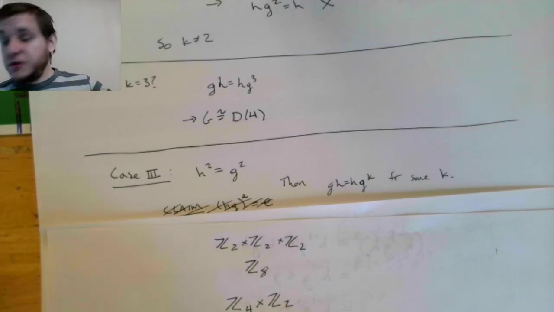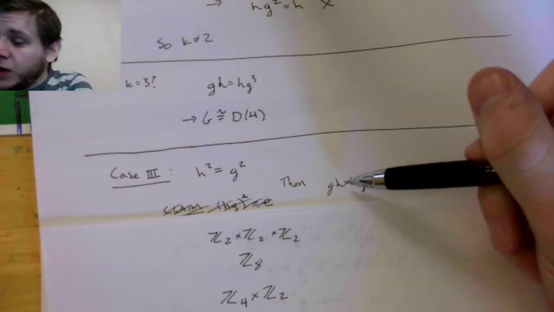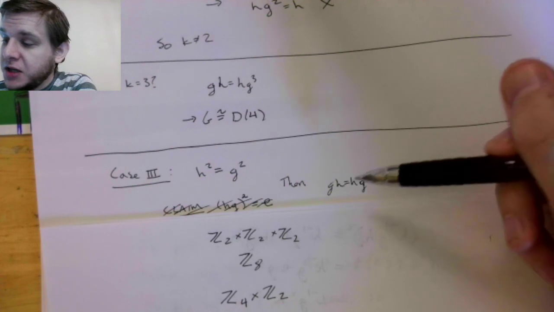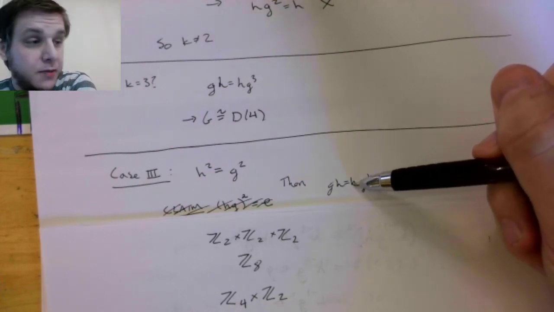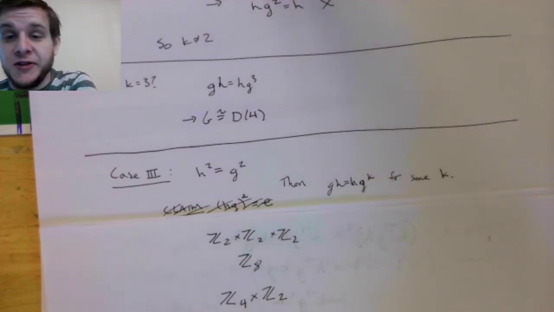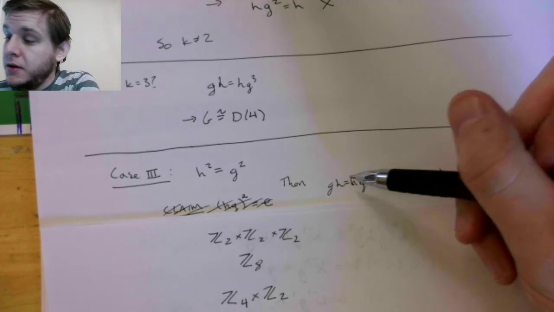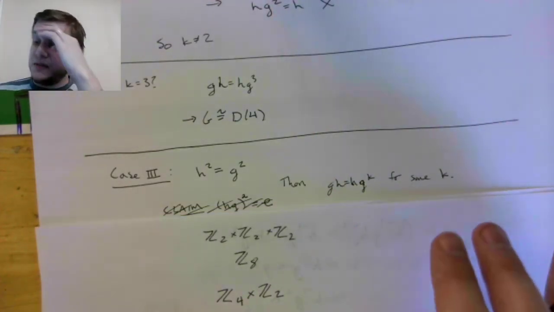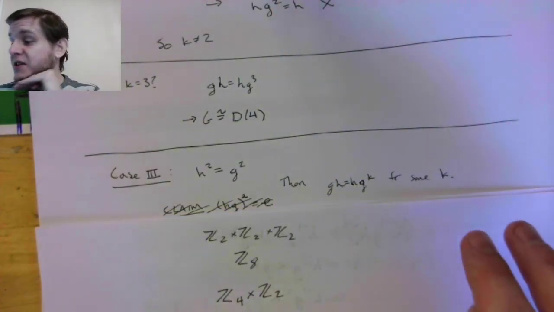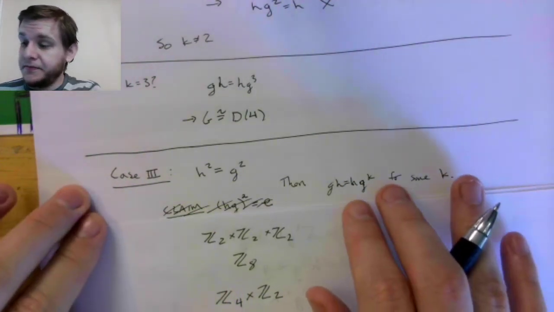And so we want to do the same thing that we did before. I want to look at what happens when I do G times H. And this, for the same reason as before, has to be equal to H times G to the K. It can't be some power of G, because that would imply that H was also some power of G. So G times H has to be equal to H times G to some power of K.